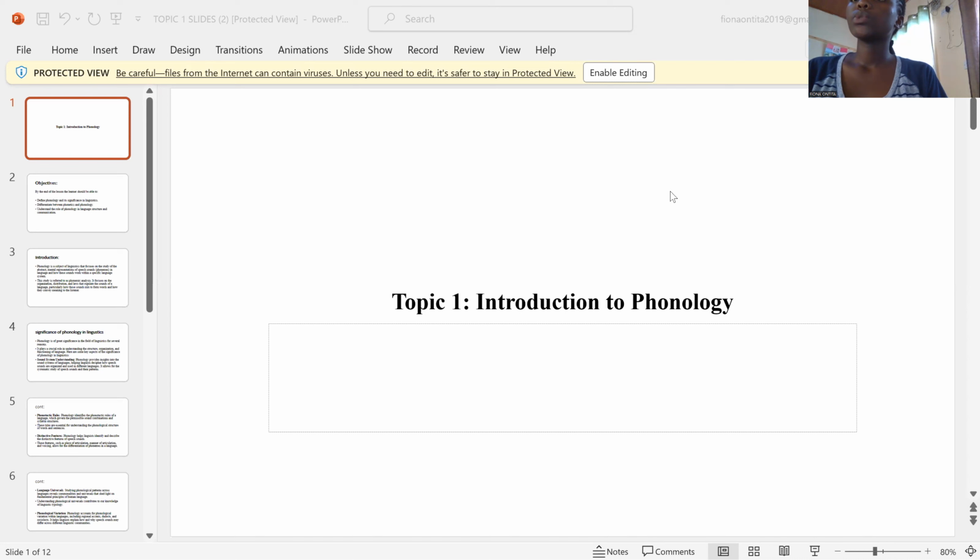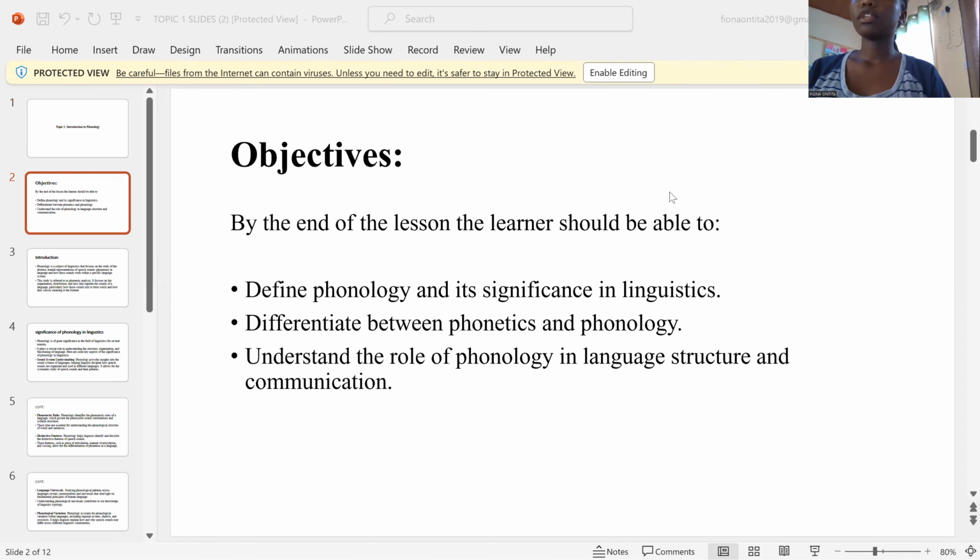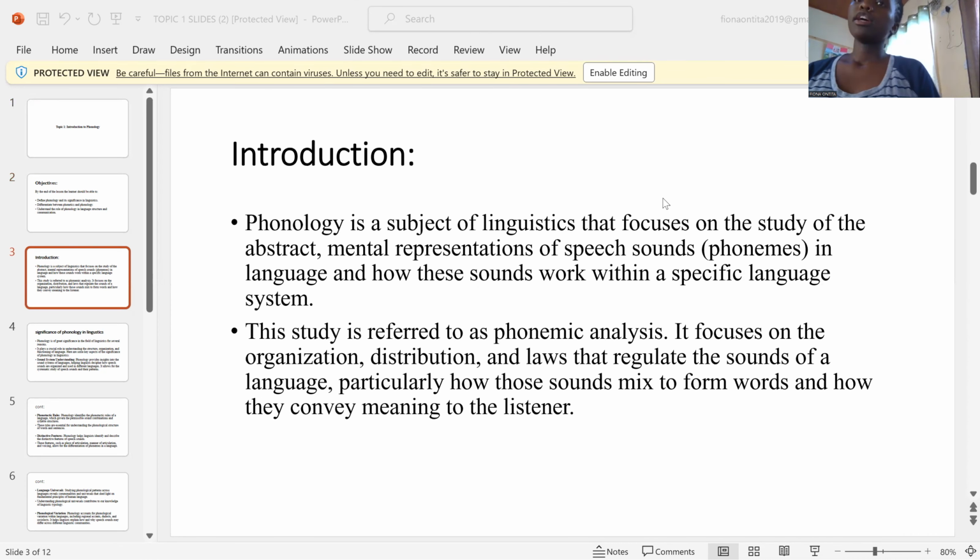So today we're going to learn about Introduction to Phonology. By the end of the lesson, the learner should be able to define phonology and its significance in linguistics, differentiate between phonetics and phonology, and lastly, understand the role of phonology in language structure and communication. So on to our first objective.